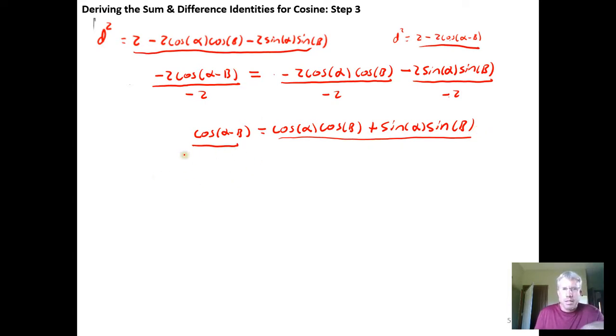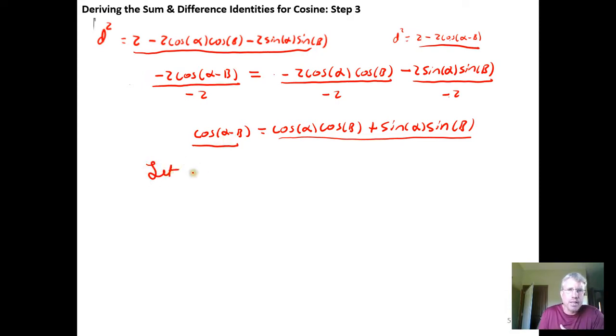To get the identity for the sum of alpha and beta, all we need to do is recognize that alpha and beta are arbitrary angles. We can let them equal anything that we want. Alpha can be 50 degrees, beta can be 2,000 degrees. It doesn't matter. They're arbitrary angles.